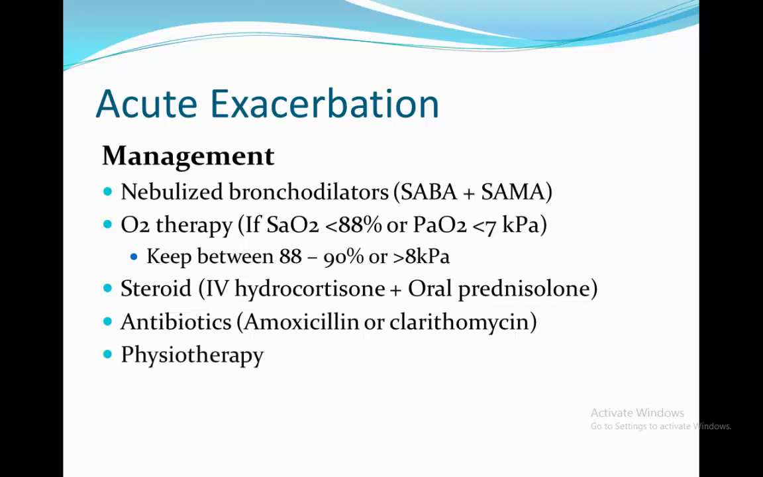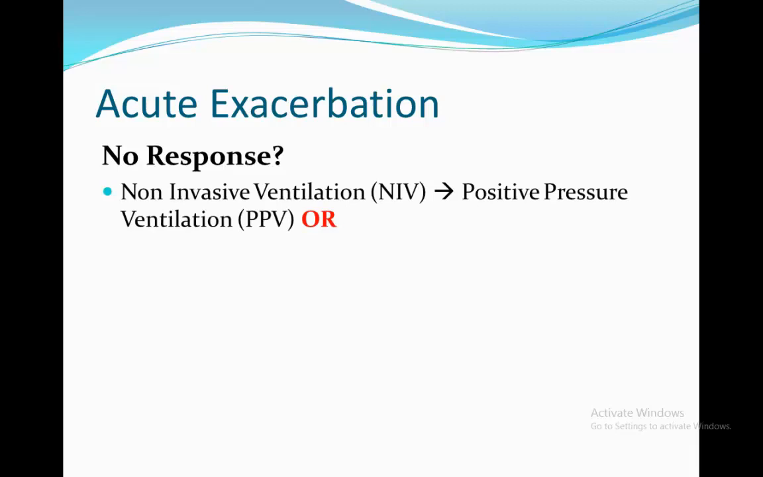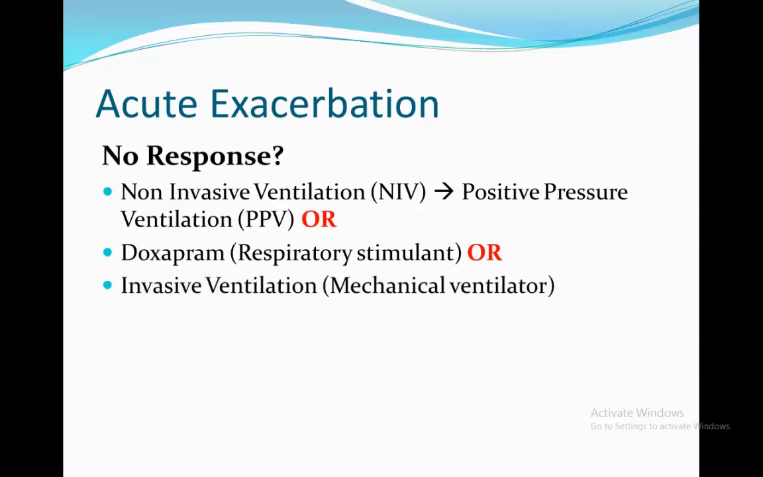We'll have them do regular physiotherapy, which will help them be able to expectorate the built-up mucus more easily. And if they don't respond to any of the above, we'll give them IV aminophylline. If they still don't respond, we'll use non-invasive positive pressure ventilation. Or if that's not available, we'll give them doxapram, which is a respiratory stimulant. And as a last resort, if all else fails, we'll intubate them and put them on invasive ventilation.